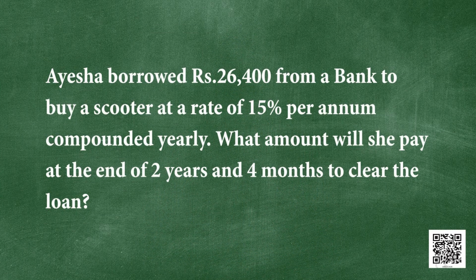Hence, the population of the place in 2005 is 59,535. Students, note that time period need not be the complete whole year every time. Sometimes we may need to find the compound interest, say for example for 1 year 5 months at the rate of 12% per annum. So, let us try to address one such problem. The problem goes like this. Aisha borrowed rupees 26,400 from a bank to buy a scooter at a rate of 15% per annum compounded yearly. What amount will she pay at the end of 2 years and 4 months to clear the loan?